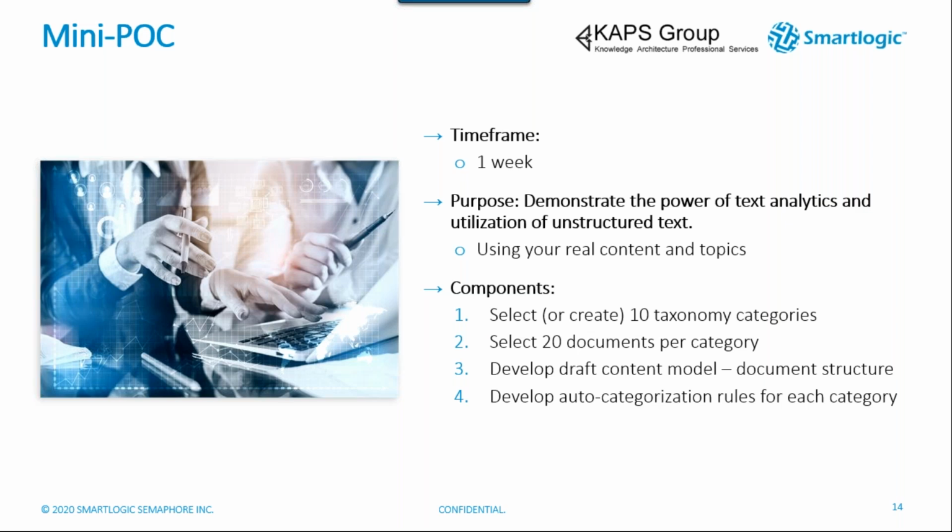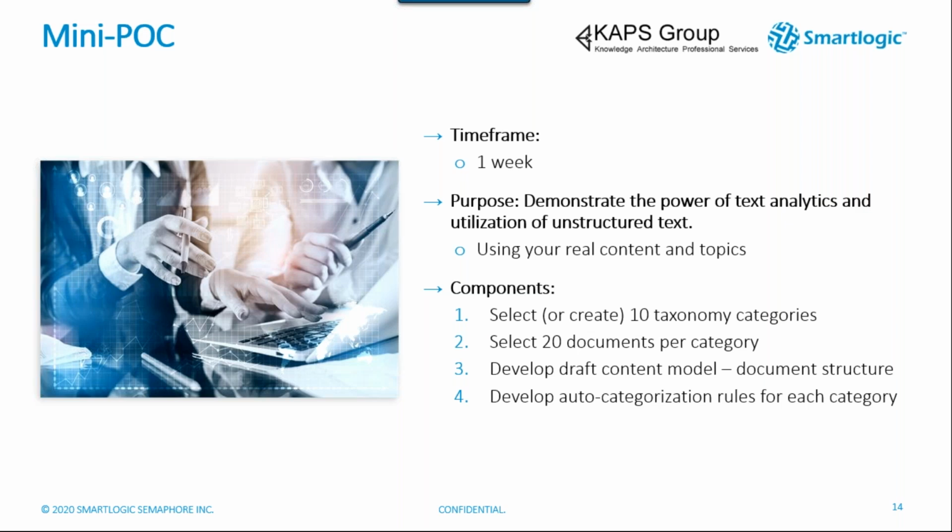So the Mini POC consists of 4 steps. Number 1 is selecting or creating 10 taxonomy categories. So if you've got a taxonomy, select 10 of those categories. If you don't, just choose 10 major concepts within the field that you're working with. Then the key is providing 20 documents per category. The documents should be good examples of documents about that particular category.